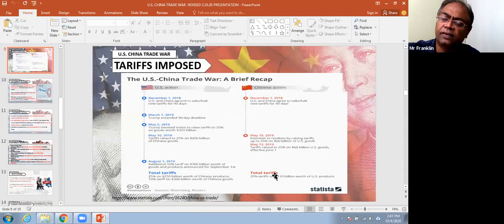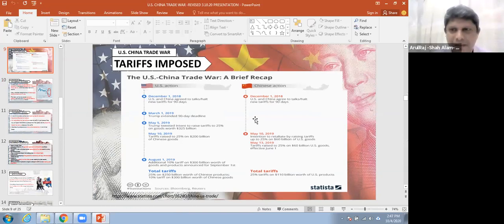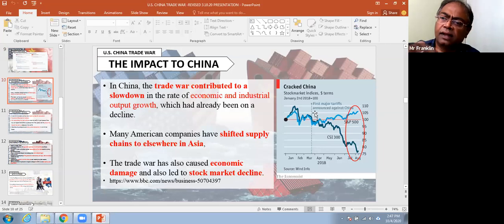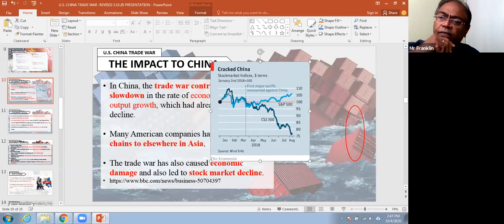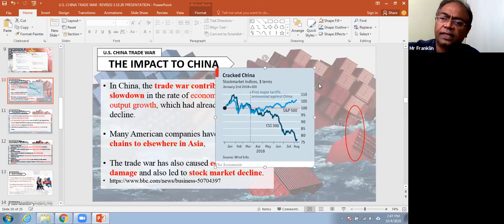Okay, you look at this graph. When you talk about how China's stock market dropped, refer to the graph on the right. You can show them how it dropped, from here to here, so much. When the first major tariff was announced, immediately the S&P, the U.S. stock market, and the China stock market, see the gap there. It dropped.